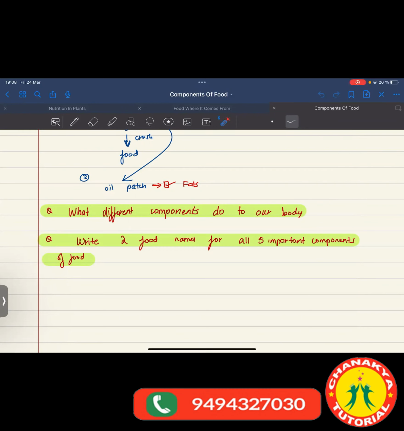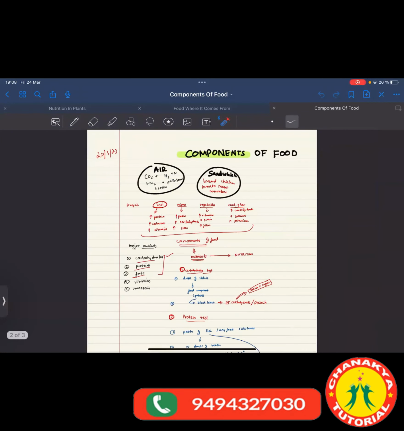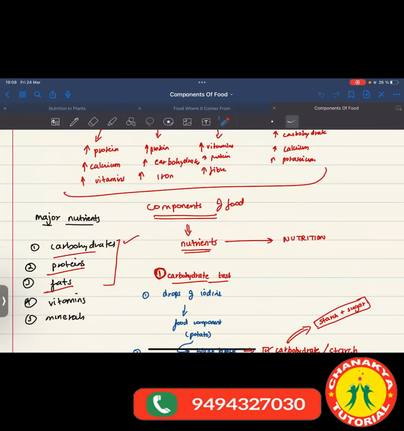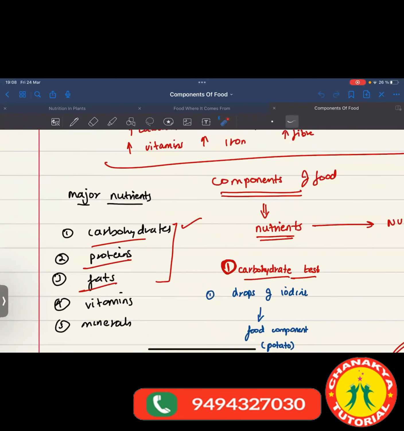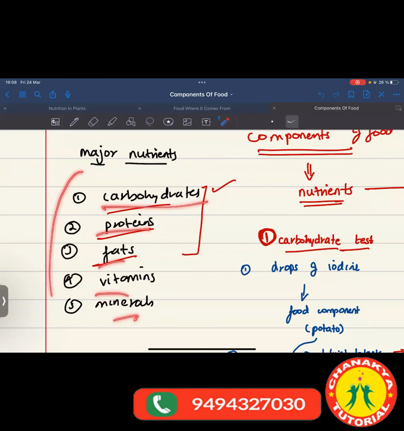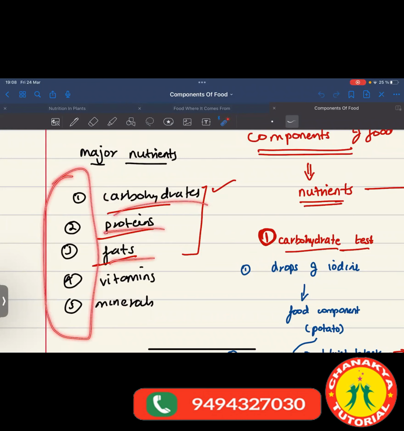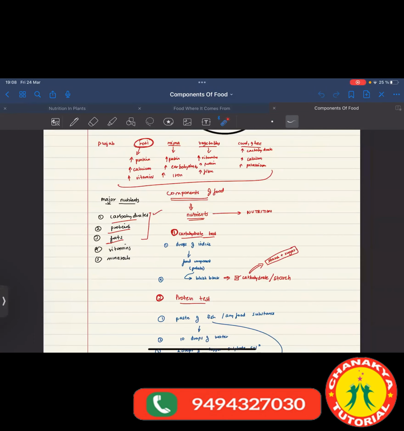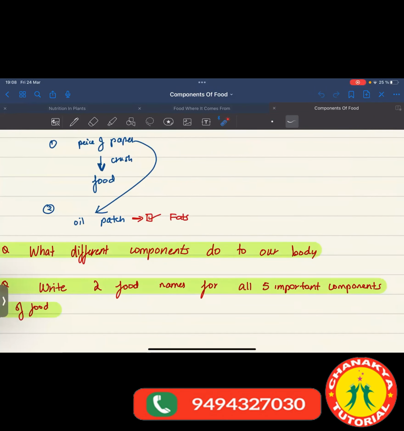What different components do to our body? That was the question. You can see that there are different nutrients I've given here. This is for all of the class. Listen carefully. You can see carbohydrates, proteins, fats, and all are there. So why cannot it be just one single nutrient? And why is it classified into five? What are the different functions of the five nutrients? That is what I've asked as a question. Yeah, Ashwath, can you tell me your answer?